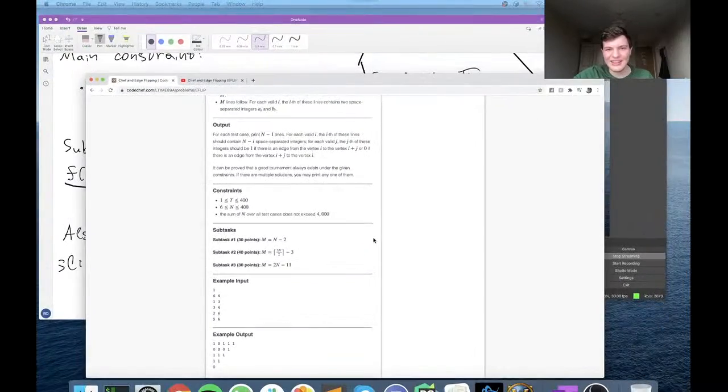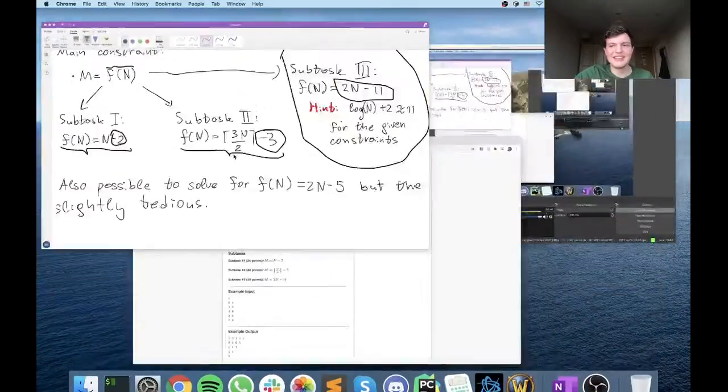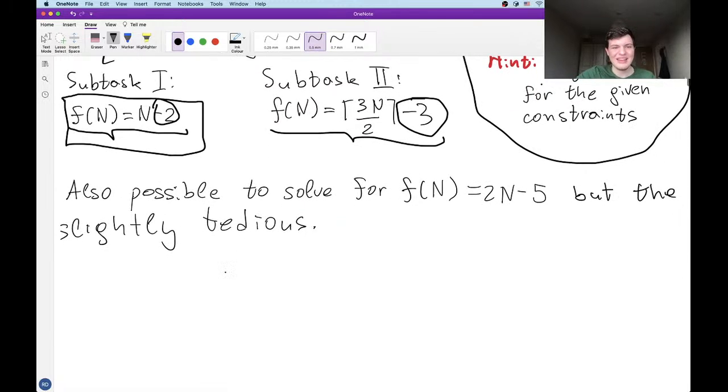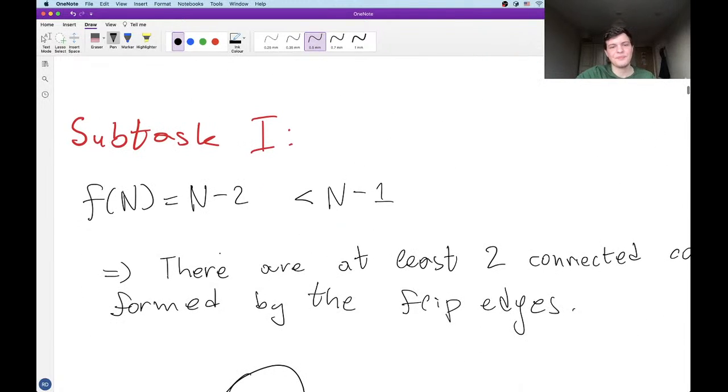Okay, so I guess let's go to the first subtask. And I think there were actually quite few people who solved it. And after I explain the solution, you'll probably realize how easy it is. But yeah, let's go to the first subtask.